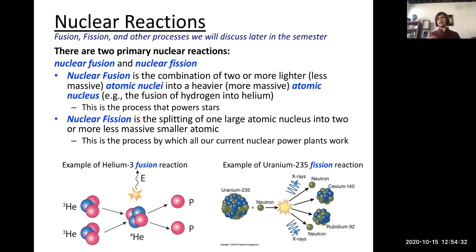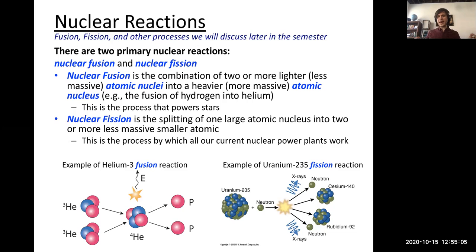And the kind of inverse nuclear reaction is fission. Fission is where you have a single large atomic nucleus, a more massive atomic nucleus, and you're going to split the atom into two lighter, less massive atomic nuclei. So this one is going from a big one and splitting it into two smaller ones. And you can get energy out of this process as well if you're using the right atoms. This is the splitting of the atom.